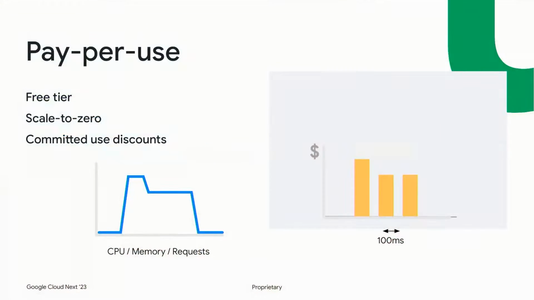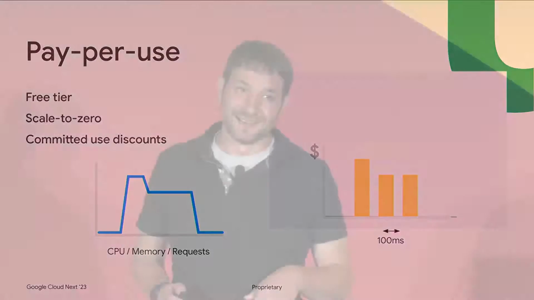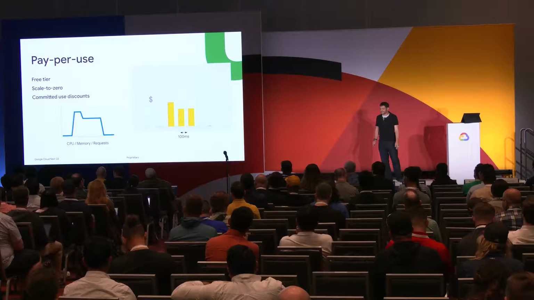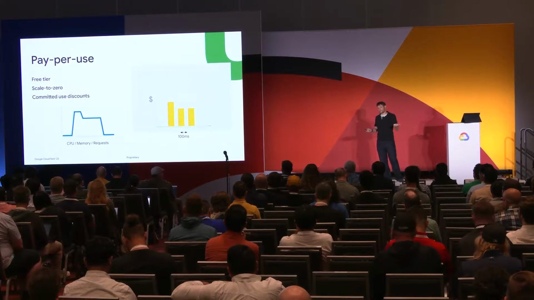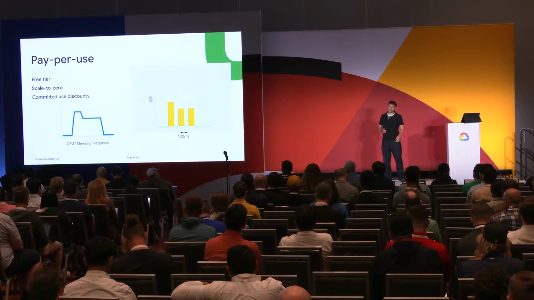Because Cloud Run is pay per use, we automatically scale services up and down. Whenever there's an HTTP request coming into the URL of your service, once that's routed to your container instance, the clock starts. When your instance is done servicing that request, the clock stops, and assuming there are no more requests in the queue, then the billing stops at about 100 millisecond granularity. There's a generous free tier, and we do offer committed use discounts.